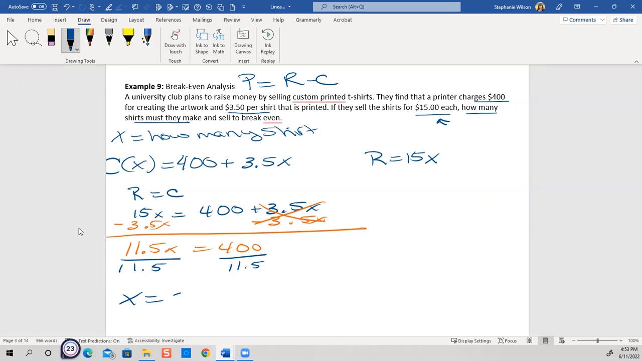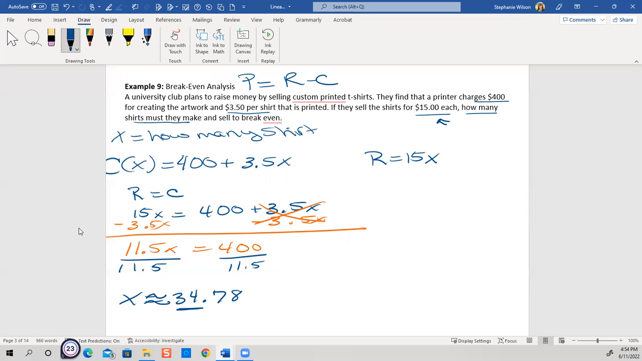I get this number that's 34.78, and it keeps going, right? We get this long decimal. So what I'm going to do is put approximately instead of equal to, because it's not exact. So 34 is a whole number, right? I'm going to look at that, not the 0.78, because I'm not going to get 0.78 of a shirt.